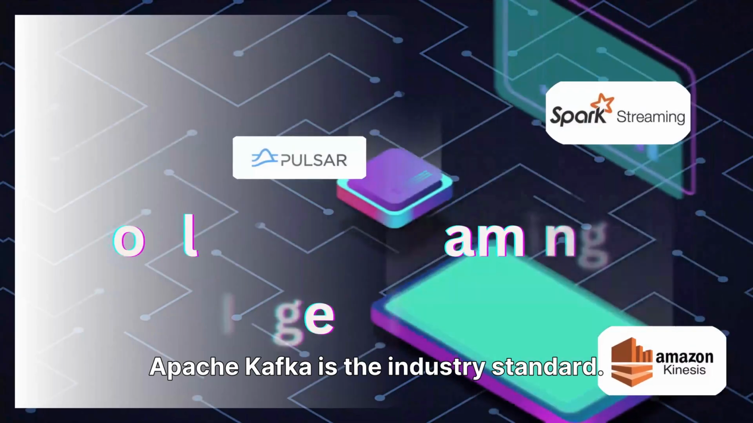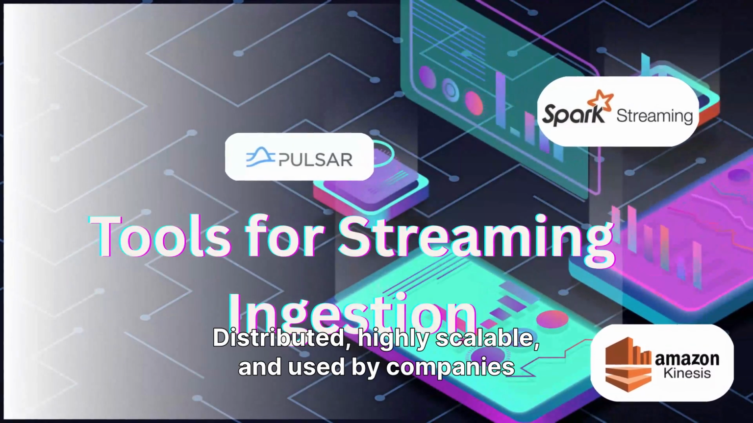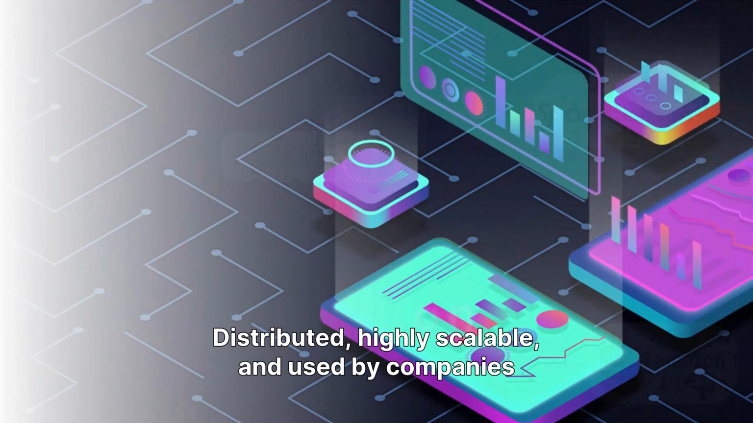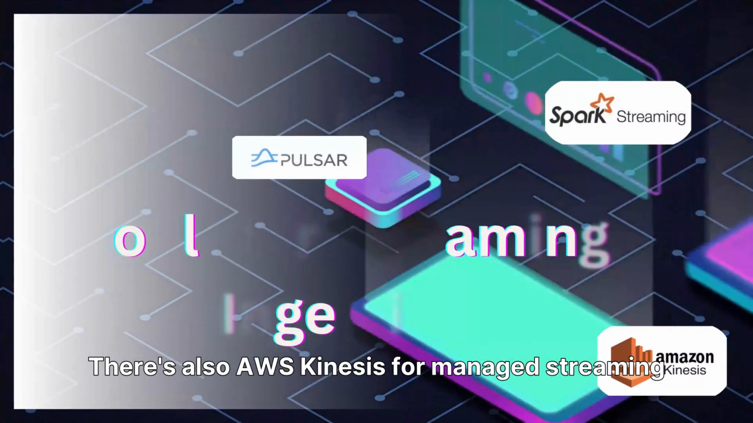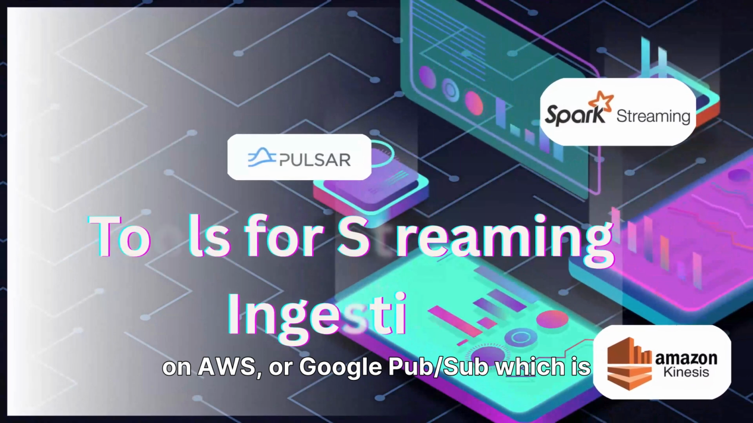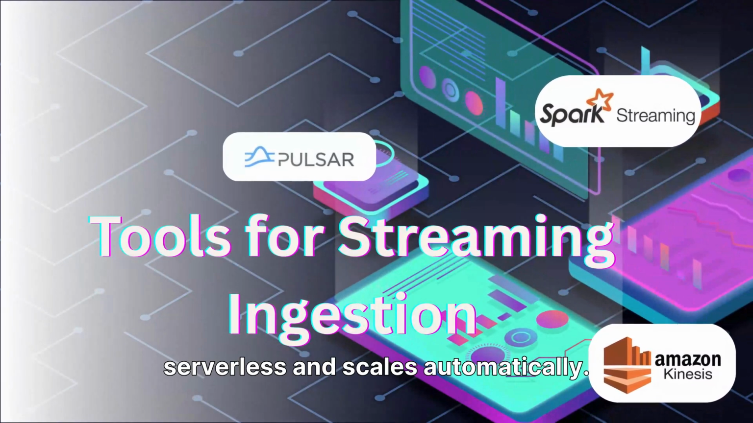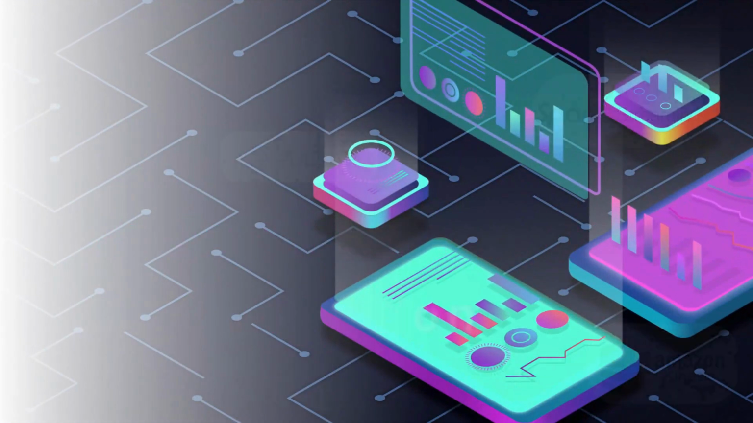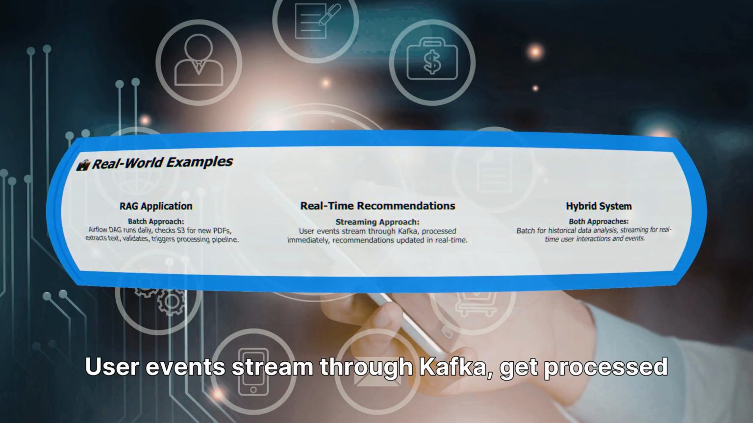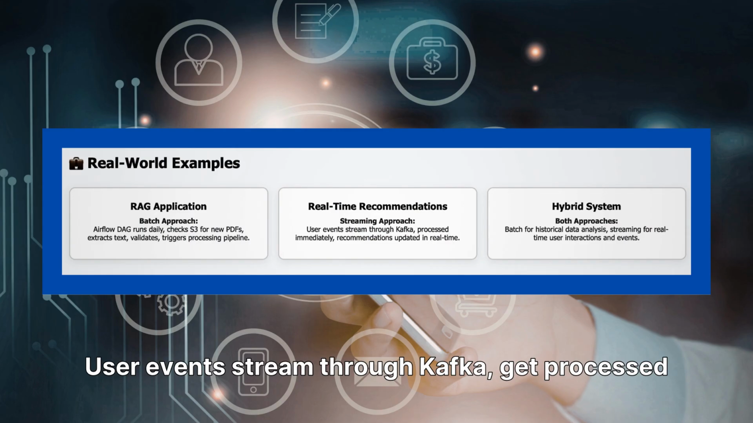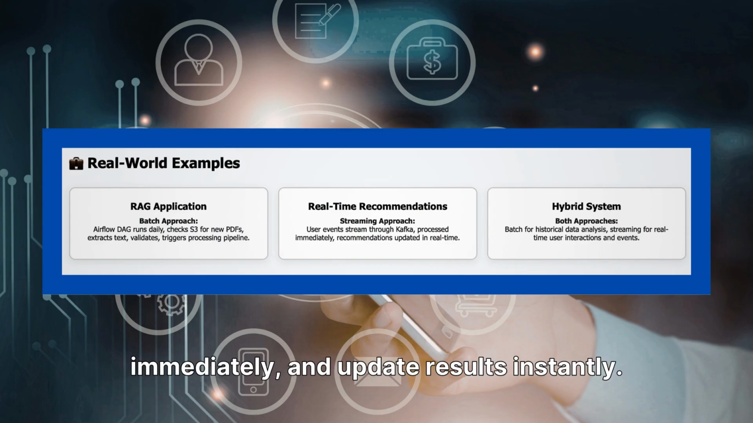Apache Kafka is the industry standard, distributed, highly scalable, and used by companies like LinkedIn and Netflix. There's also AWS Kinesis for managed streaming on AWS, or Google Pub Sub, which is serverless and scales automatically. Example, a real-time recommendation system. User events stream through Kafka, get processed immediately, and update results instantly.